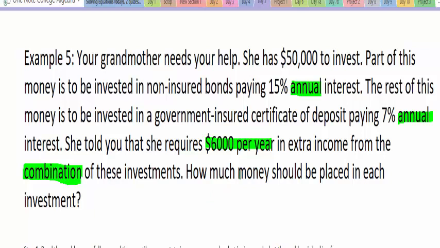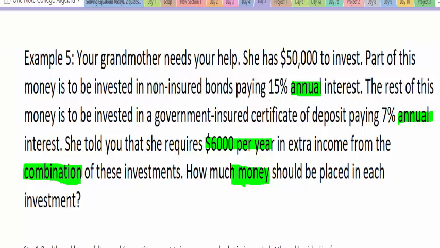So we're looking for a total. We're looking for money for each investment. So we have to have two variables here because we have two investments. And the question one might ask is, why wouldn't you just invest it all at 15%? Because it's more money, so it seems like it would be better.